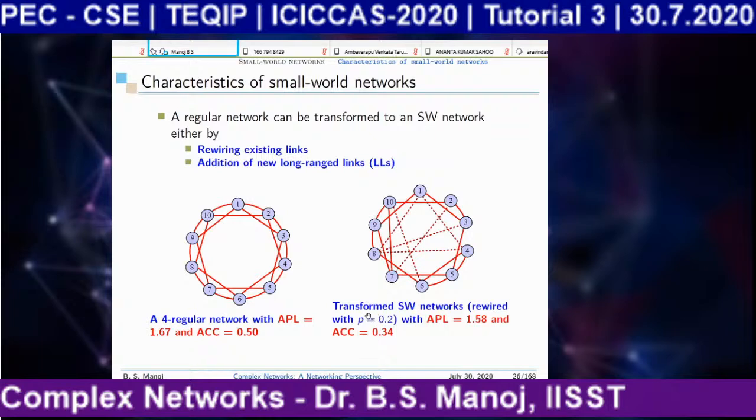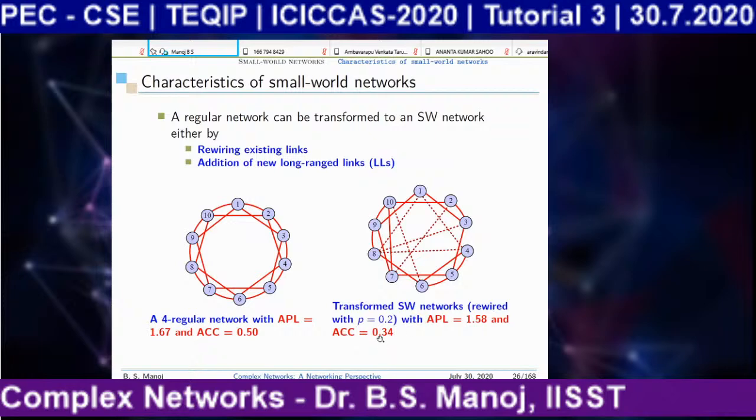The rewiring probability used to show this is a fairly high probability. Usually, people use small values like 0.1, 0.01, and so on. Now, this rewired small world network has an average path length of 1.58 and an average clustering coefficient of 0.34.